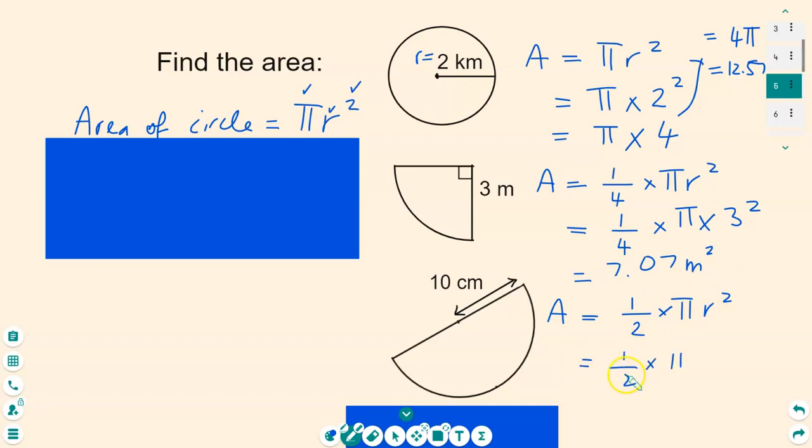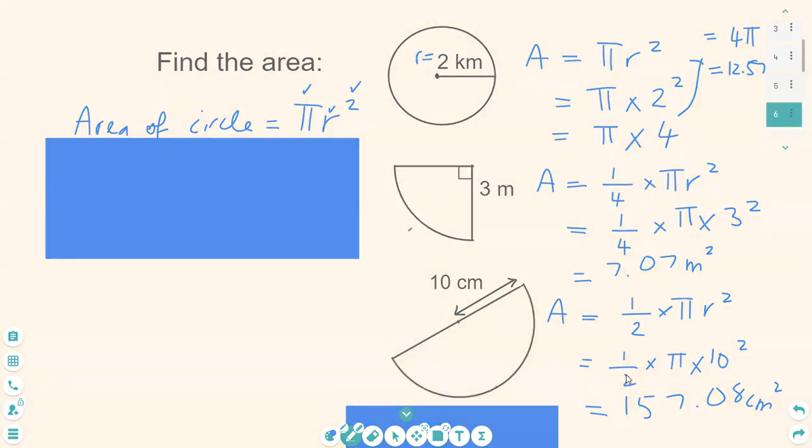Half times pi times that. 0.5 times pi times 10 squared. Correct to 2 decimal places. Give meaning to our answer by inputting the units of squared.